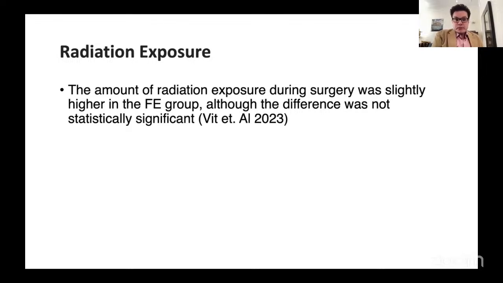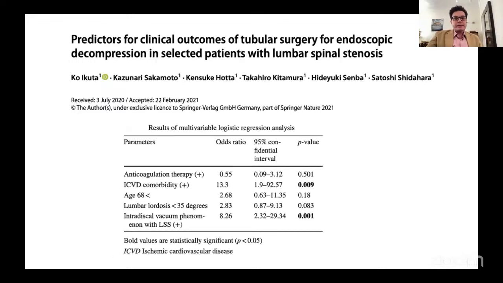Add to all that, how much radiation exposure is needed for us to decompress multiple level spine stenosis, especially if the patient is having a spondylolisthesis or deformity? The exposure was not measured in a lot of studies, but this study showed that there is higher exposure in endoscopy, but it was not statistically significant.